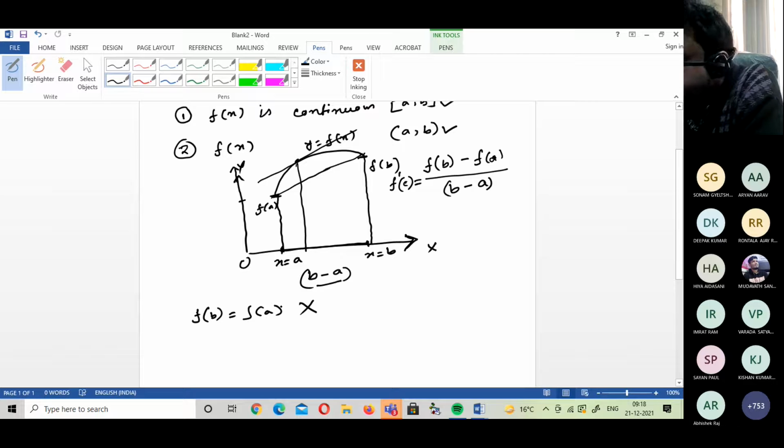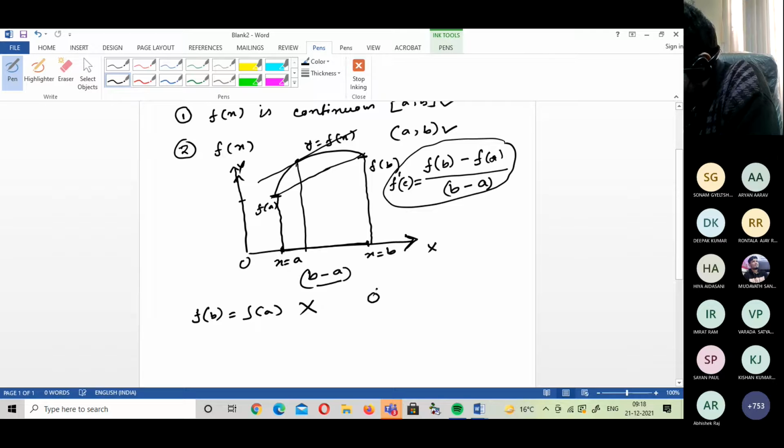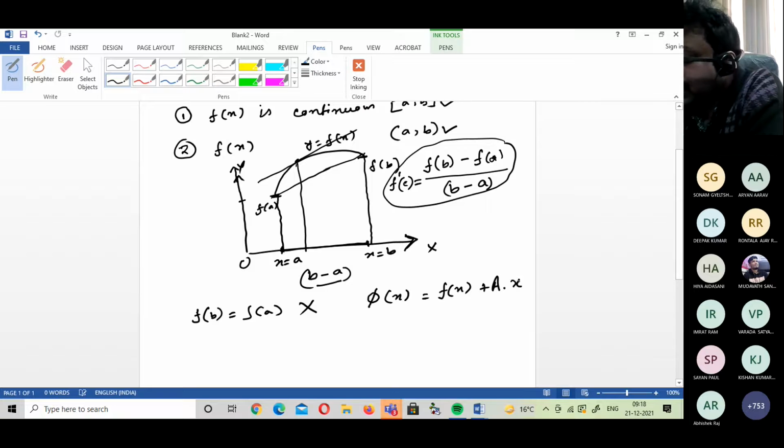So how can Lagrange's mean value theorem be proved? First of all, suppose you have taken a function phi(x) equals f(x) plus A times x, where A is a constant. Here, as f(x) is continuous, phi(x) is continuous. As f(x) is derivable, phi(x) is also derivable, because it is only a constant times x. The last condition is not available in Lagrange's mean value theorem, so you have to supply the value of the constant A.